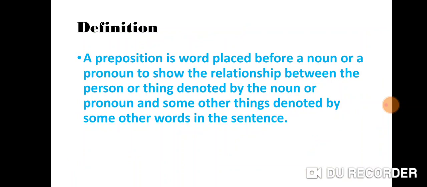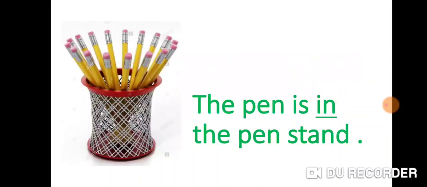Let's define it. A preposition is a word placed before a noun or a pronoun to show the relationship between the person or the thing, denoted by a noun or a pronoun, and some other things denoted by some other words in the sentence. So, a preposition is seen either before a noun or before a pronoun. And it also shows us the relationship between the person and the thing that is given in the image.